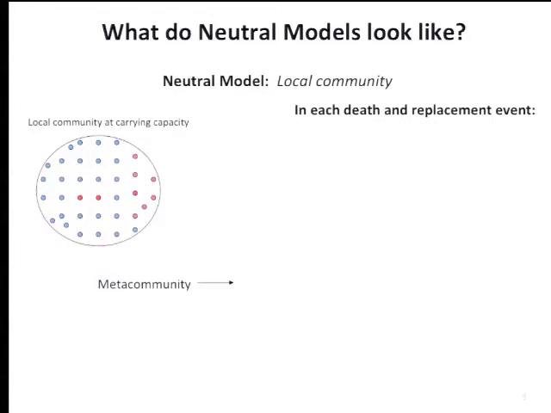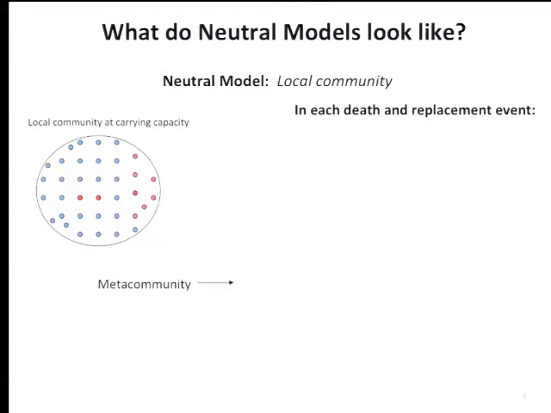People often use a spatially implicit neutral model that tries to mimic the effects of dispersal limitation without actually keeping track of the relative spatial locations of all the individuals. It does that by imagining a local community that is limited in the dispersal it gets from some regional or meta-community. So in this slide, I'll describe the local community dynamics, and then on the next one, the regional community dynamics, which will also affect the characteristics of the local community.